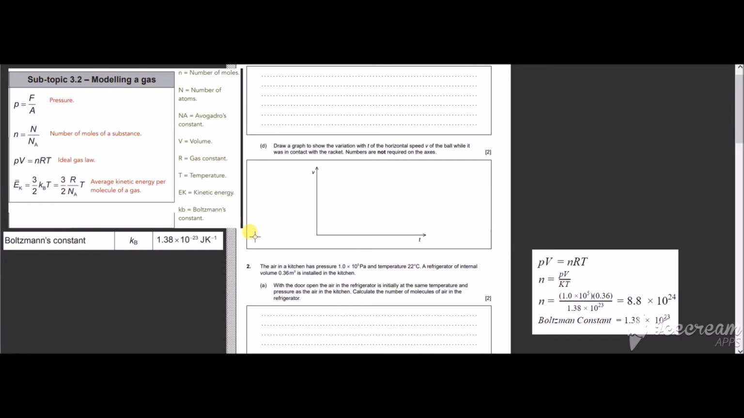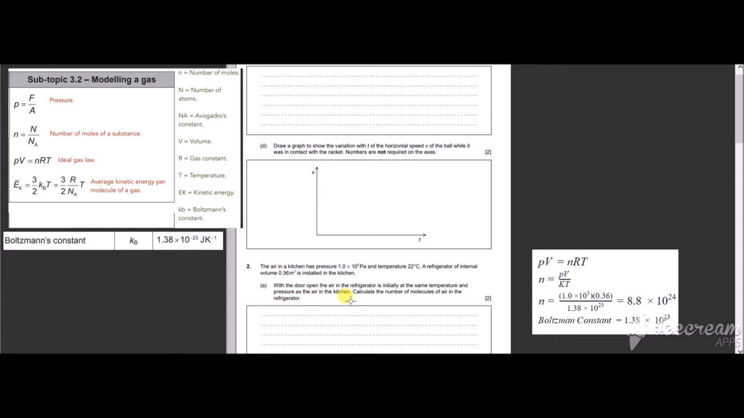Question 2a. The air in a kitchen has pressure of 1.0 × 10^5 pascals and temperature 22 degrees Celsius. A refrigerator of internal volume 0.36 m³ is installed in the kitchen. With the door open, the air in the refrigerator is initially at the same temperature and pressure as the air in the kitchen. Calculate the number of molecules of air in the refrigerator.